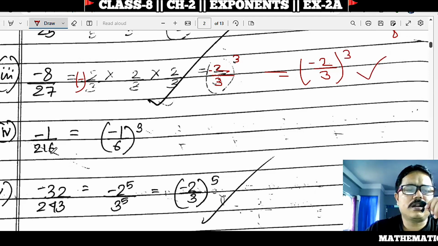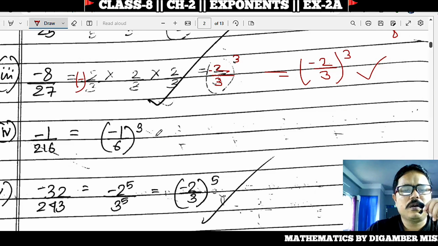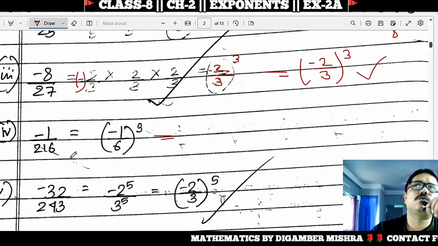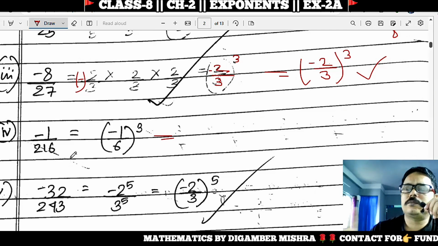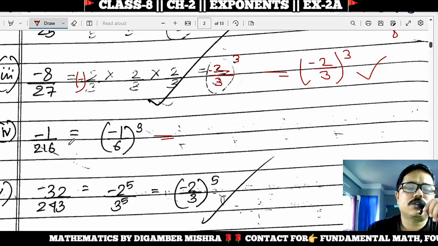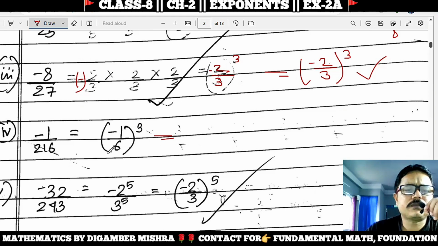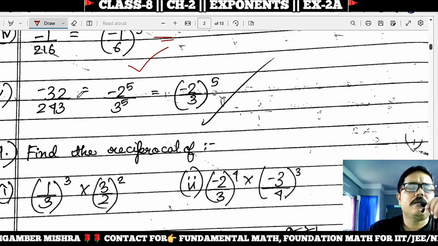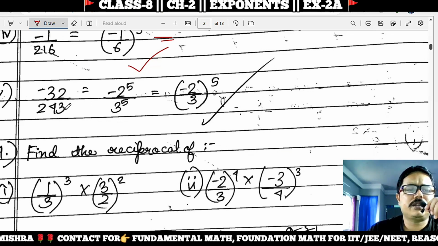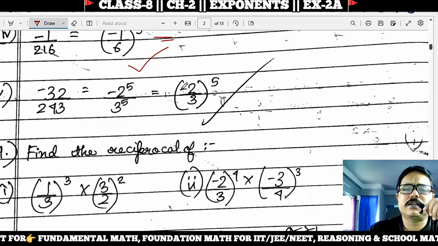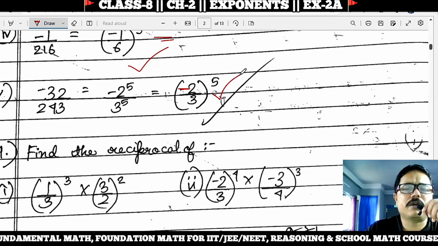Minus 1 upon 216. So 216 is 6 cube, okay, because if you do the prime factorization of this, it will be 2 cube into 3 cube. So if you want to keep a single base, that means one number only, then it will be 6. So minus 1 upon 6 cube, right? Since the power is odd, we can put this minus sign in the bracket. So this is the correct answer. Minus 32 upon 243. 32 is 2 to the power 5, and 243 is 3 to the power 5, and since the power is an odd number, again we can put the minus sign here in the bracket. So minus 2 upon 3 to the power 5.